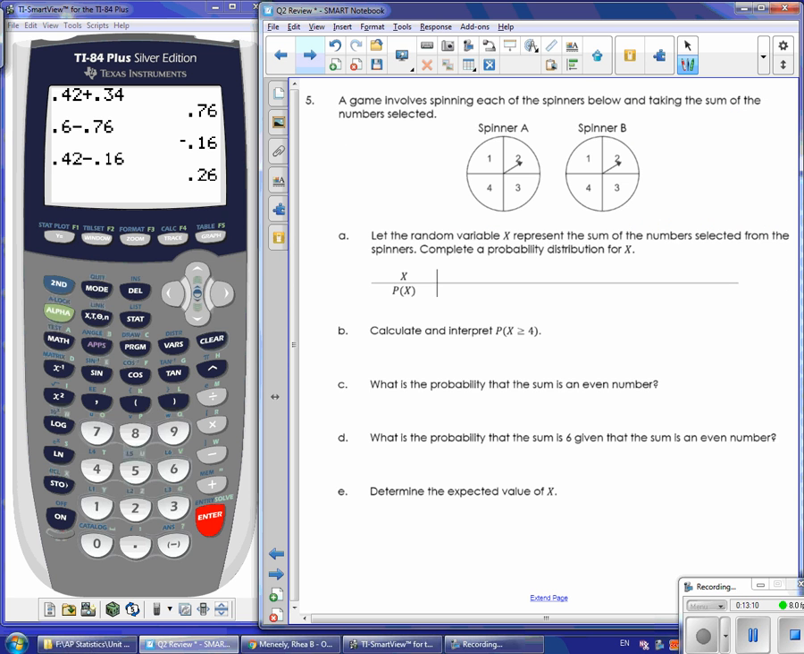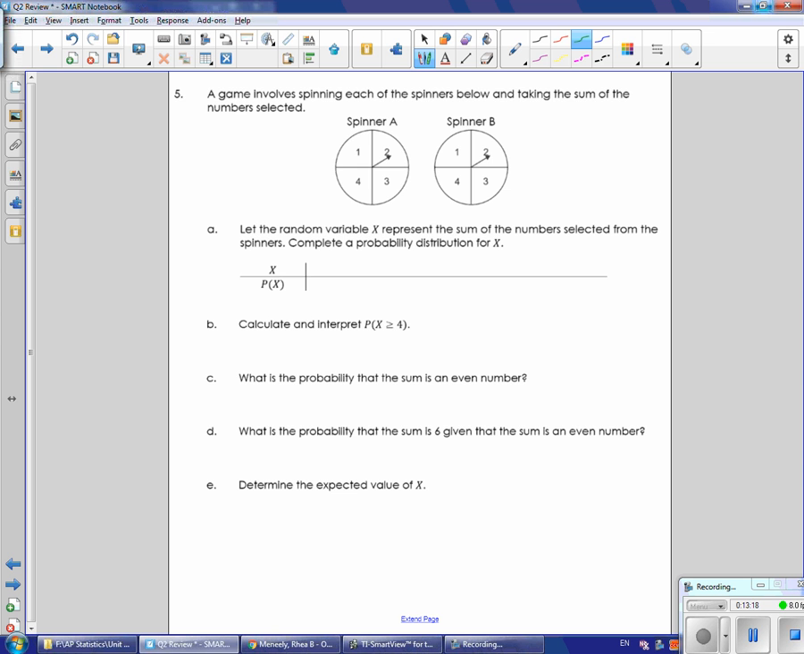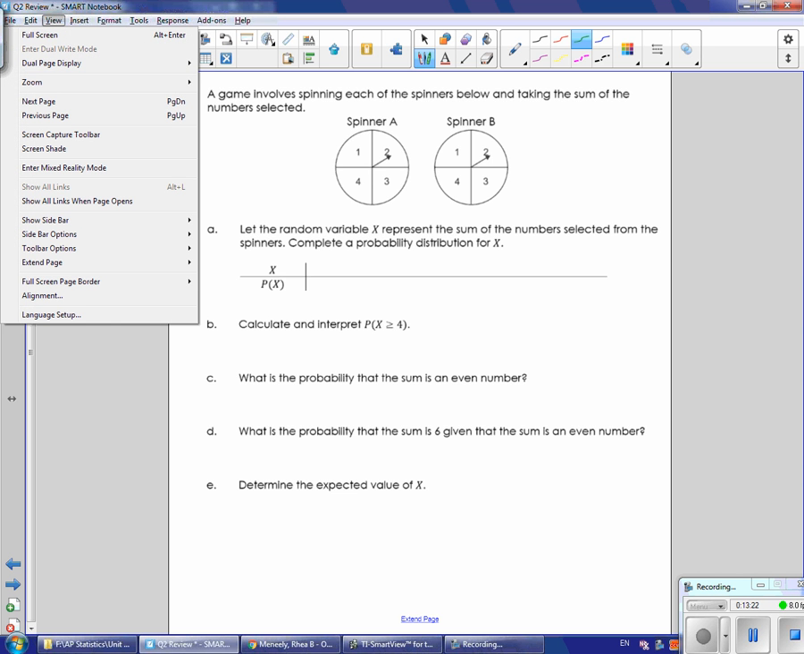Okay, and number 5. This one is actually a little bit more complicated. I'm actually going to open up my... maybe not. Nah, I'm going to keep it.